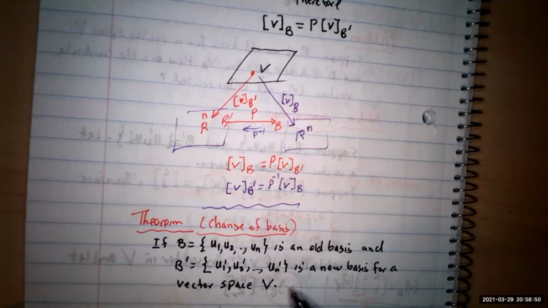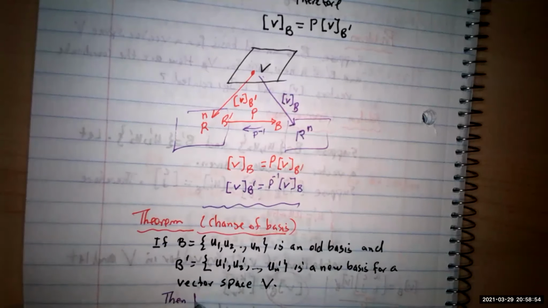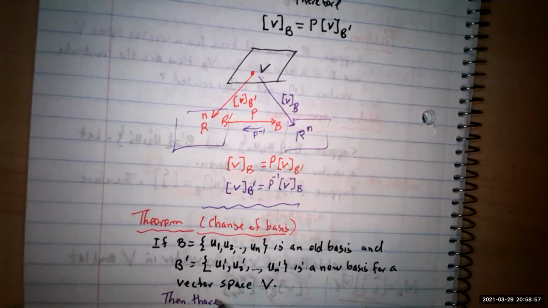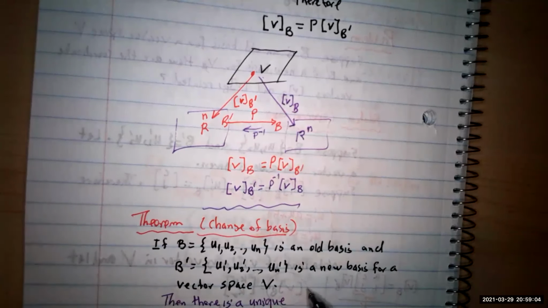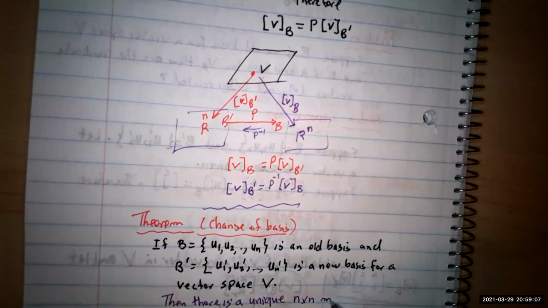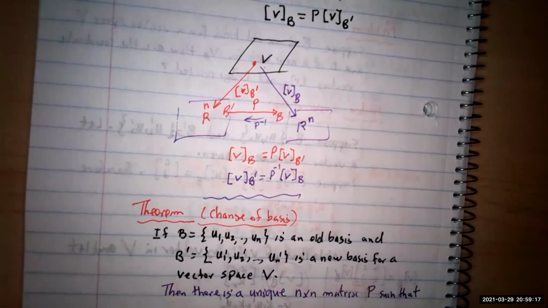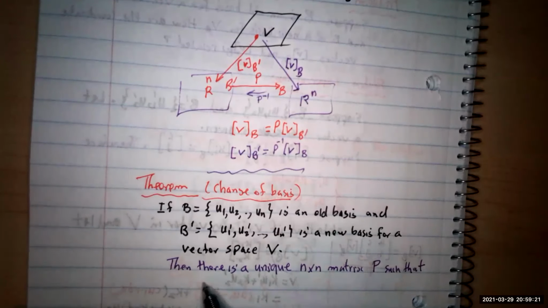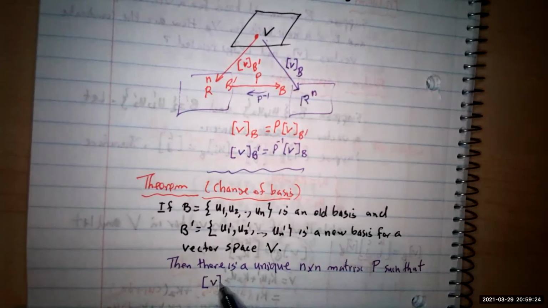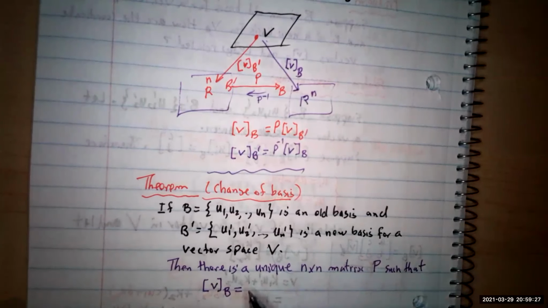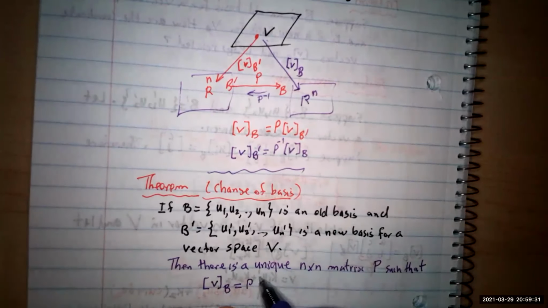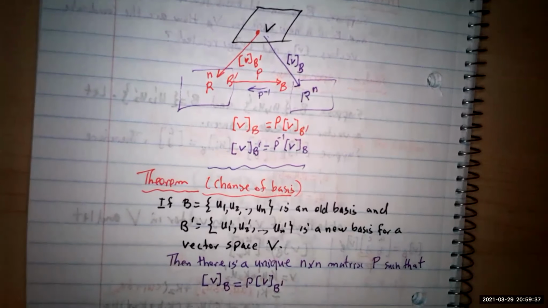It's unique. Then the conclusion: there is a unique, one and only one, n by n matrix called P such that the coordinate vector with respect to the old basis is equal to P times the coordinate vector with respect to the new one.